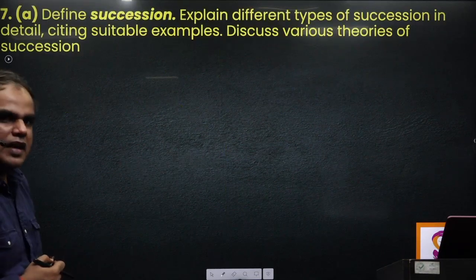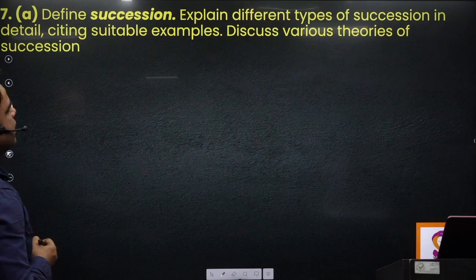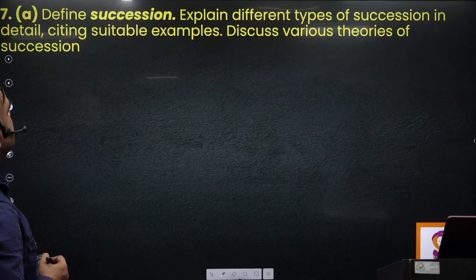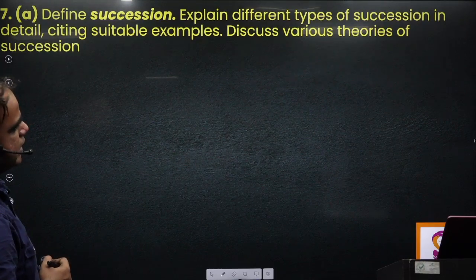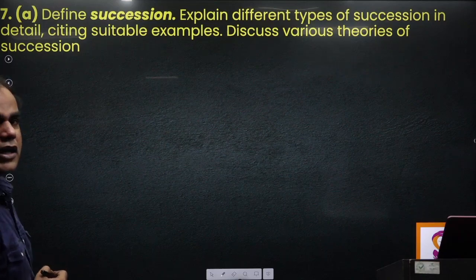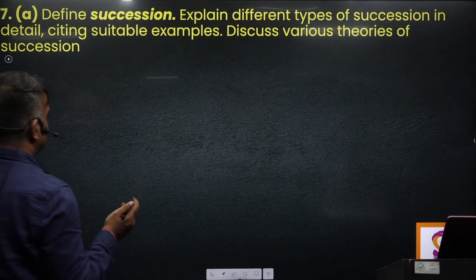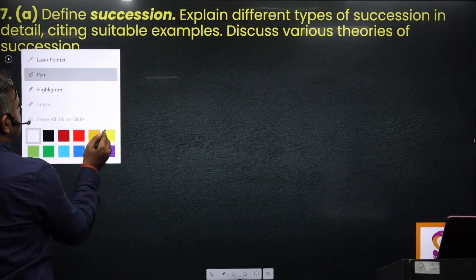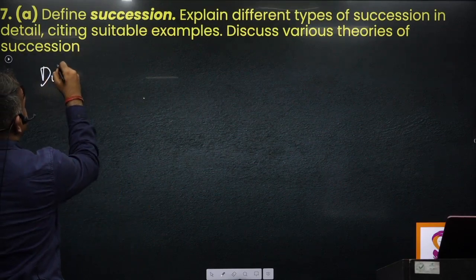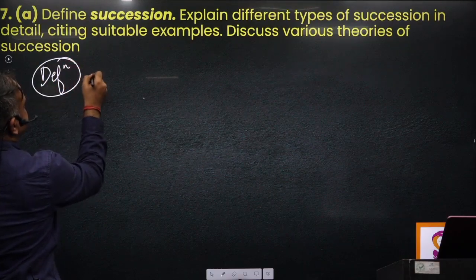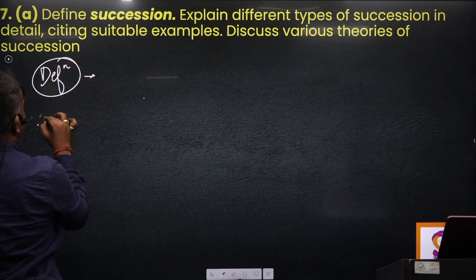Now this is a fairly straightforward question. You have to define and tell the different types of succession, give examples, and talk about the different theories of succession. So there are different parts to this question. Number one is the definition. You have to define it. Then we have to talk about different types of succession.